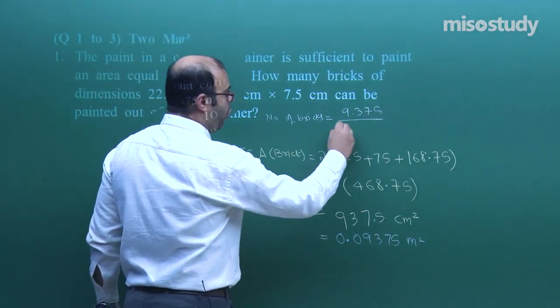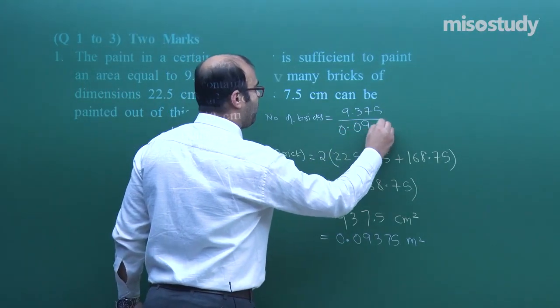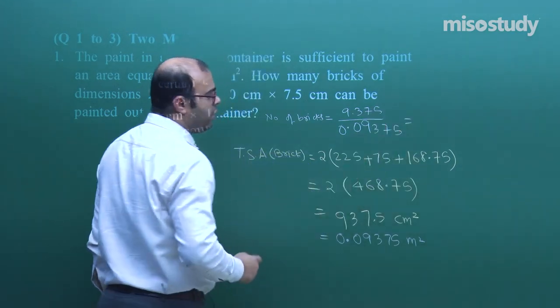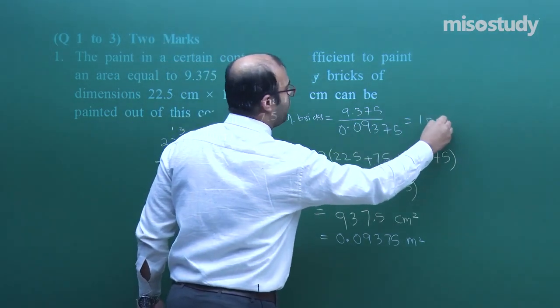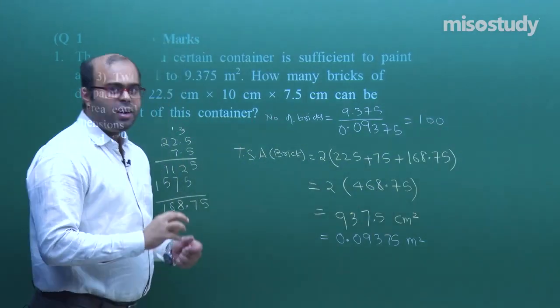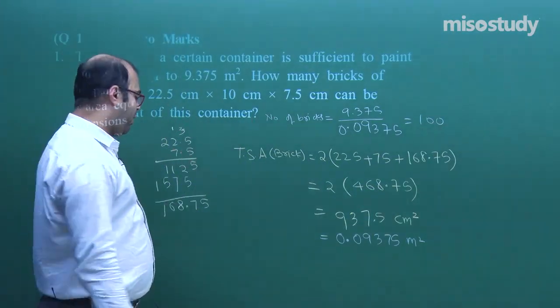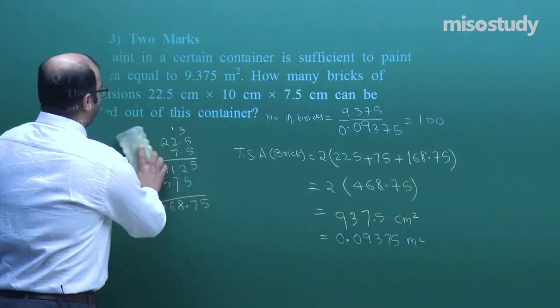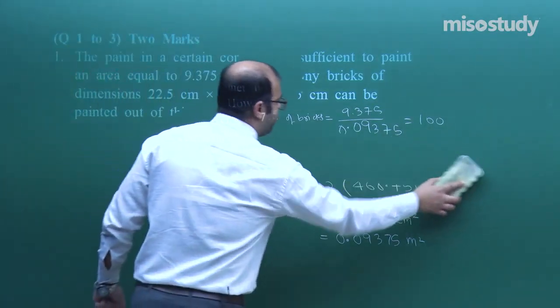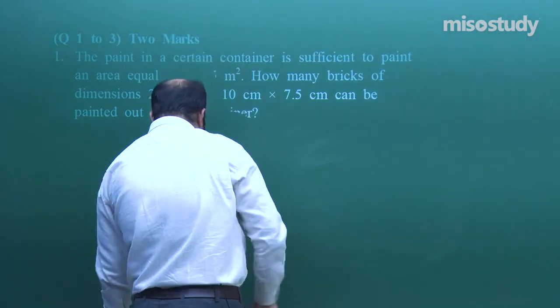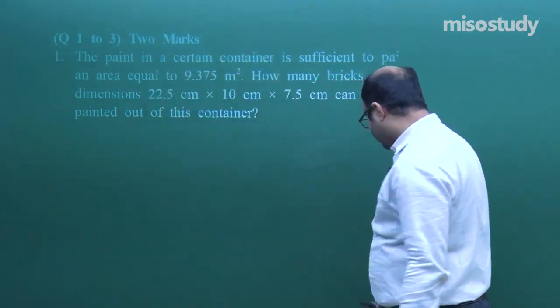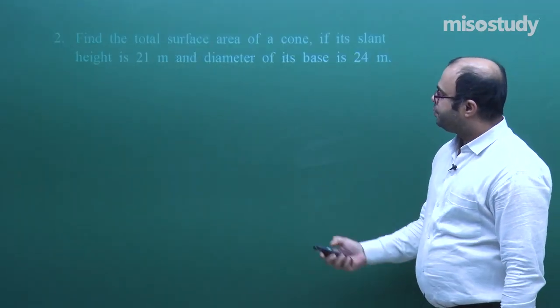So, this is 0.09375. Now, what is the number we get? The number of bricks that can be painted with that amount of paint is 100. So, this is what we have to do: find the total surface area of one brick and divide the total area that we can paint by this one brick area.